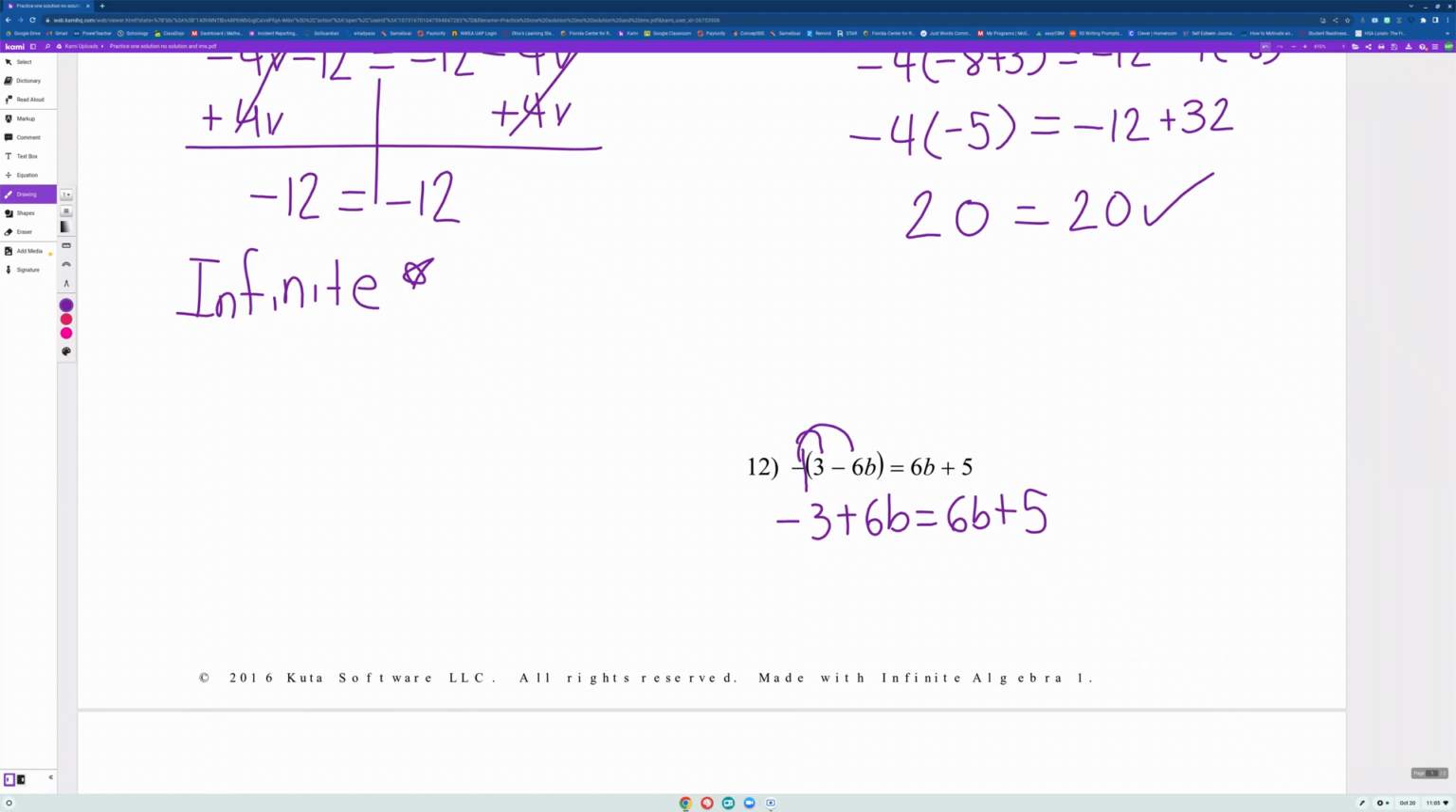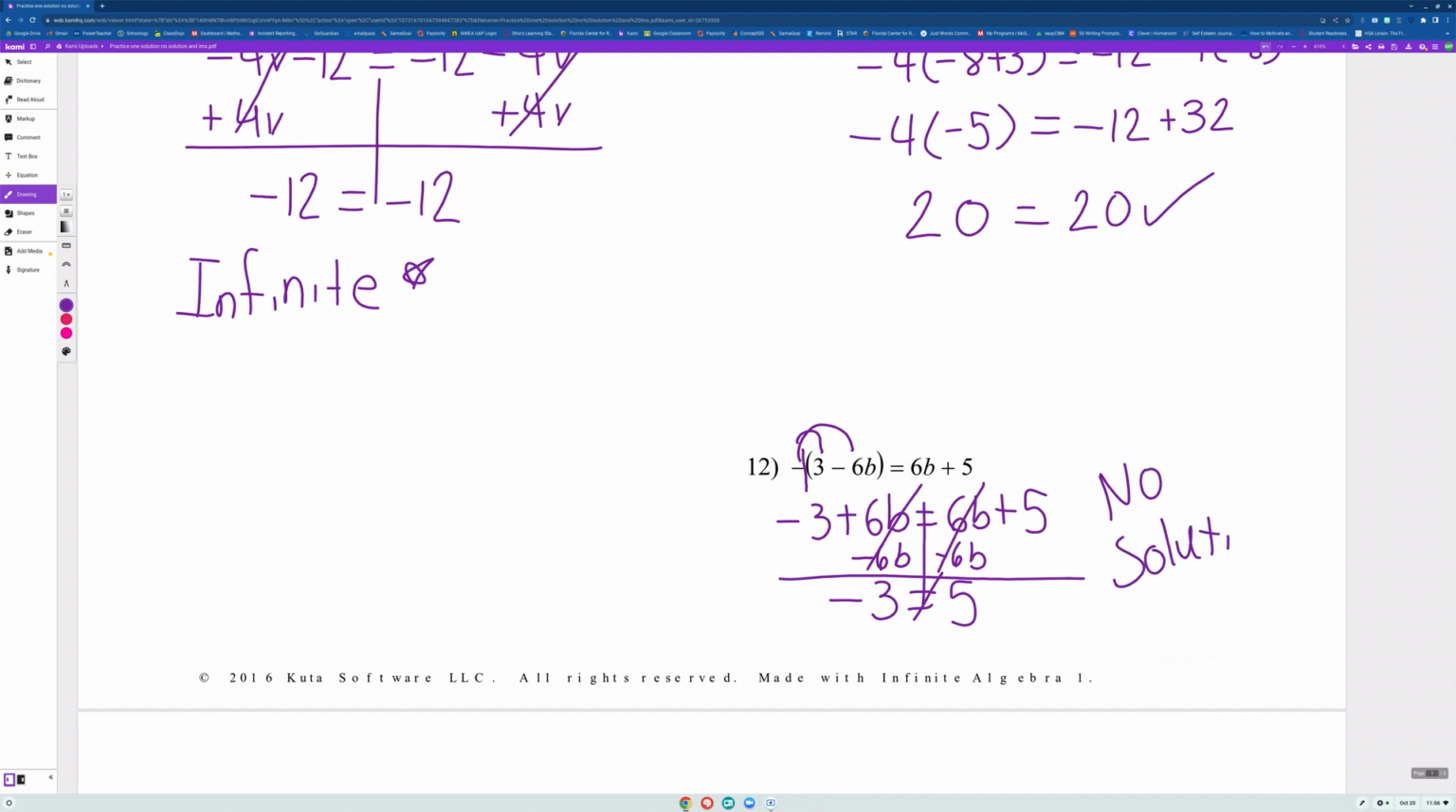So now I'm going to go ahead and move my variables. I'm going to do -6b on both sides. Once I do that, again, they're both going to cancel. So now I just have -3 is equal to 5. That is not a true statement. So for this one, there is no solution. And don't be afraid to double check your work. Yes, it's an extra step, but it is so, so, so helpful. So I'm just going to double check.